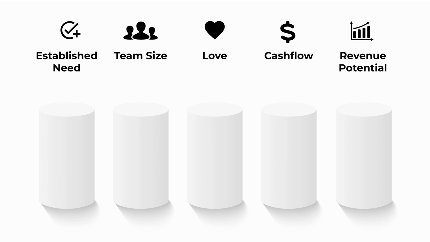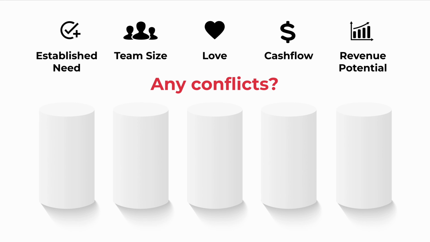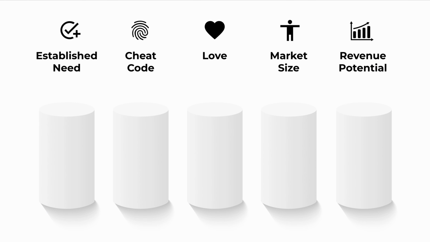So let's talk about how to do this. Let's say I chose these 5 as my positive criteria. And these are the things that matter to me. The first question to ask is, are there any conflicts here? And there may be. Team size and cash flow may kind of work against each other, because the larger the team, typically the lower the cash flow, if my goal was to have a large team. And so maybe I want to think about swapping those out. Let's swap those out, actually, cheat code and market size. I think those would be better.